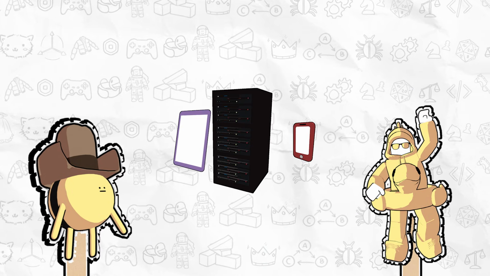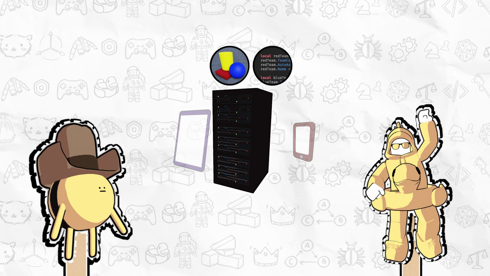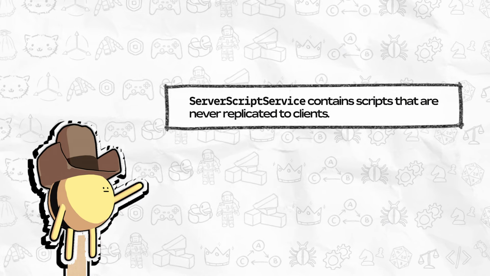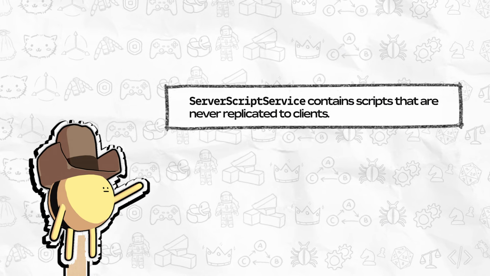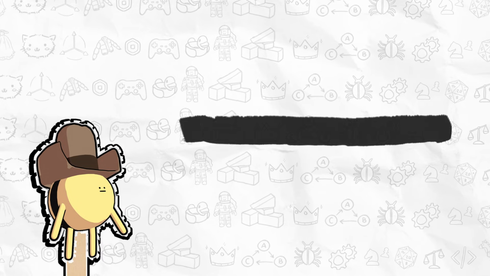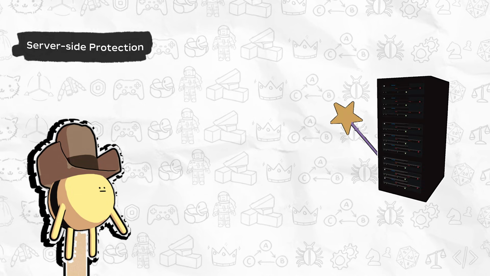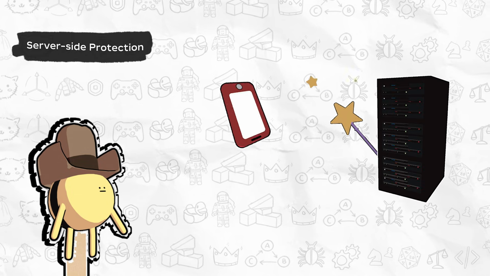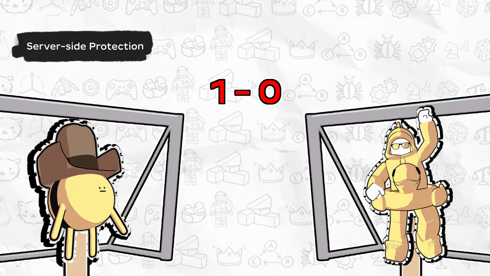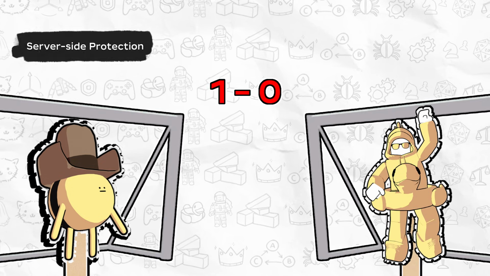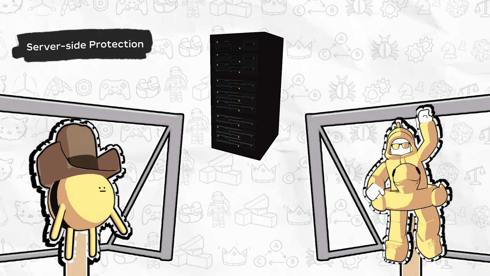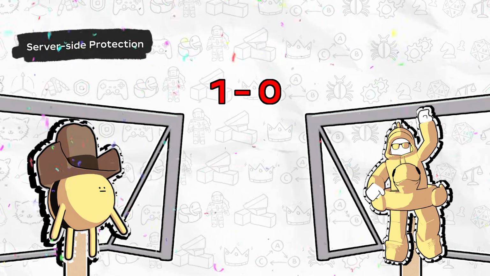Are there any services I can use to organize objects or logic that I never want to be replicated to clients? Absolutely. Server Script Service contains scripts that are never replicated to clients, and server storage contains objects that are only meant for server use. This allows you to have secure, server-side logic, and it allows the server to affect a client's behavior and state without exposing the server's objects and logic. For example, going back to our soccer game, it's important that players never have the ability to increase their score in any other way than scoring a goal. Keeping that logic behind the server protects the integrity of the game for all players.